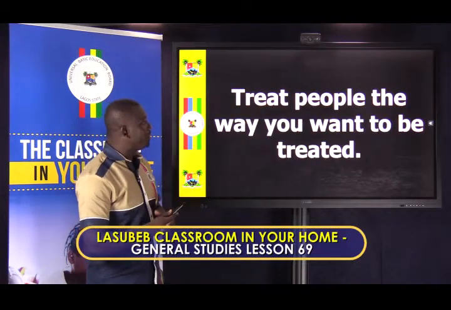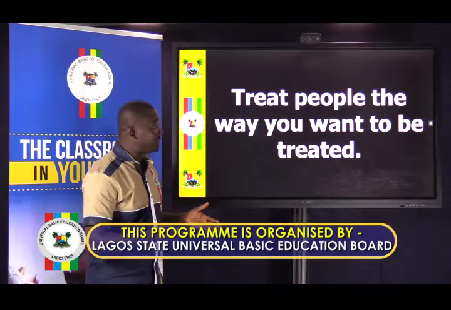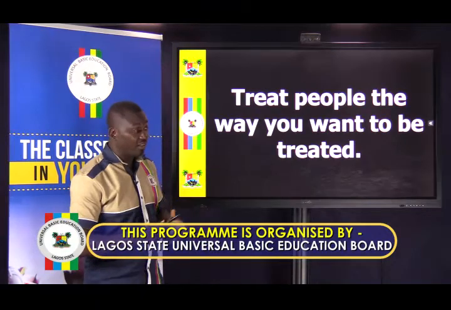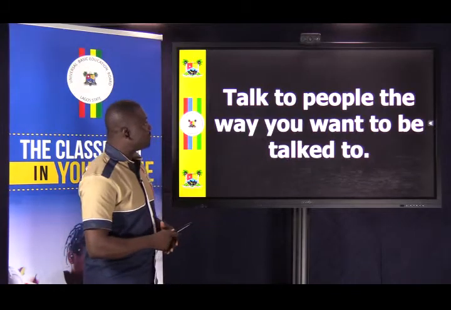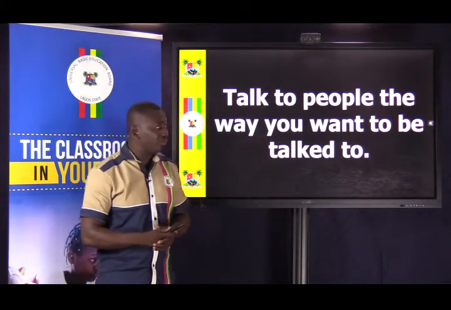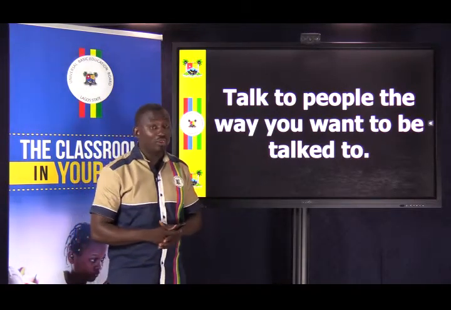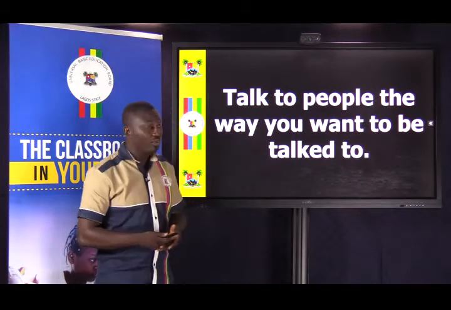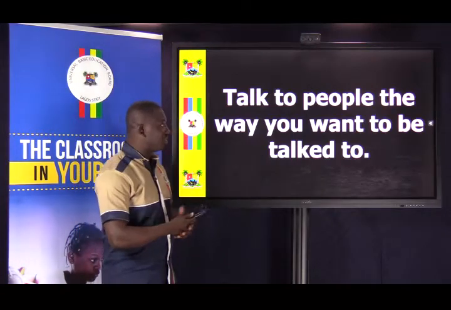So treat people the way you want to be treated. Pupils, can you say that with me? Treat people, yes, the way you want to be treated, okay? Treat people the way you want to be treated. And also talk to people the way you want to be talked to. Don't shout at people. Don't talk people down, okay? Even if you are in primary 6, don't talk down on pupils that are in primary 2, okay? Don't shout at them. Don't talk them down. The way you want to be talked to, please talk to them also.